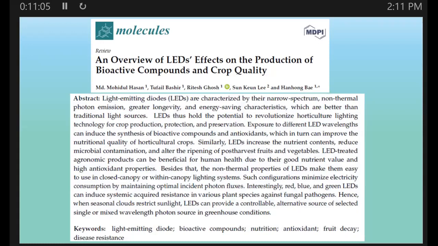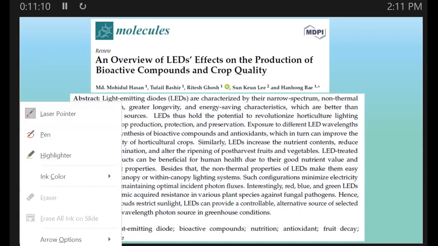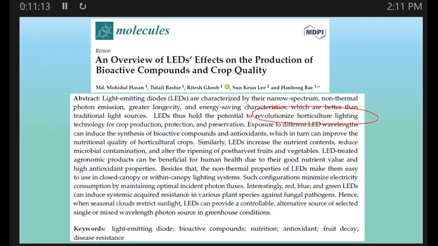You see the potential to revolutionize horticulture lighting and crop production, protection, and preservation. Different wavelengths of LED can induce the synthesis of bioactive compounds and antioxidants, which in turn can improve the nutritional quality of crops. LEDs increase nutrient contents, reduce microbial contamination, and alter the ripening of post-harvest fruits and vegetables, which is a huge thing in and of itself. So, beneficial for human health.